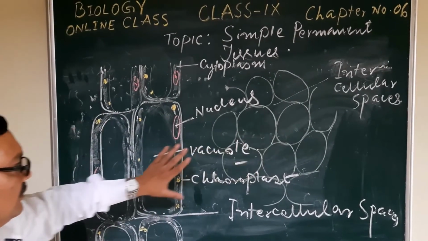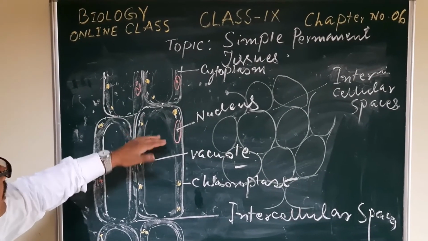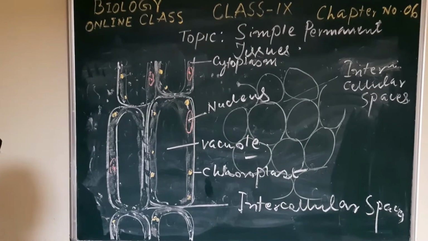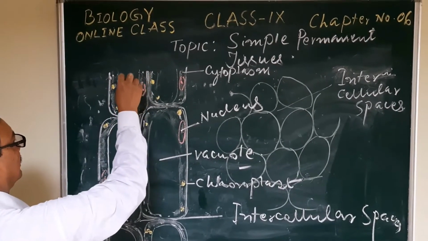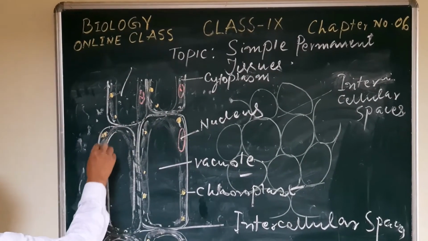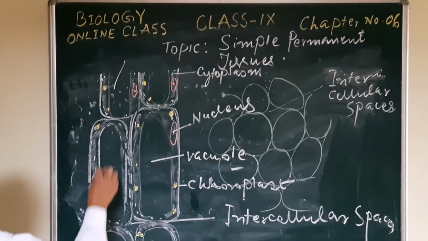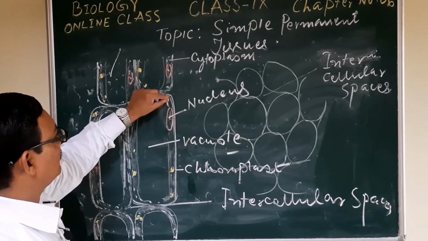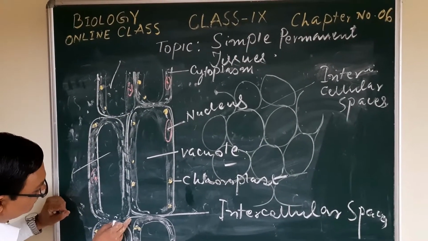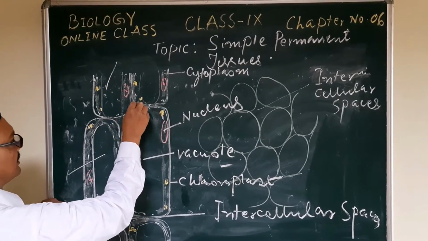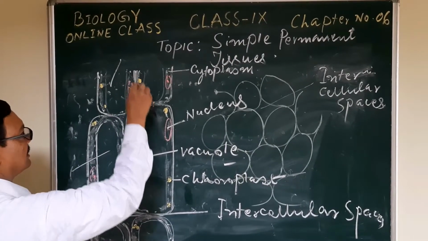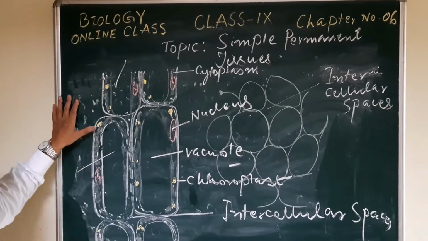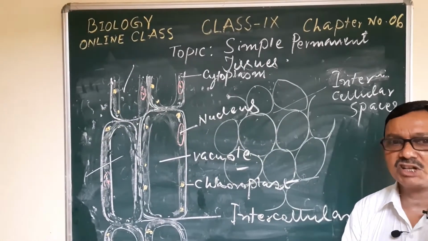Here is the diagram of the parenchyma tissue. This diagram shows the different parts: this is the cytoplasm, here is a large vacuole, thin cell wall. This is the nucleus, this is the chloroplast, and there is an intercellular space here. Here is also an intercellular space between these two cells. So this is the diagram. Now let us come to know about the functions of the parenchyma tissue.